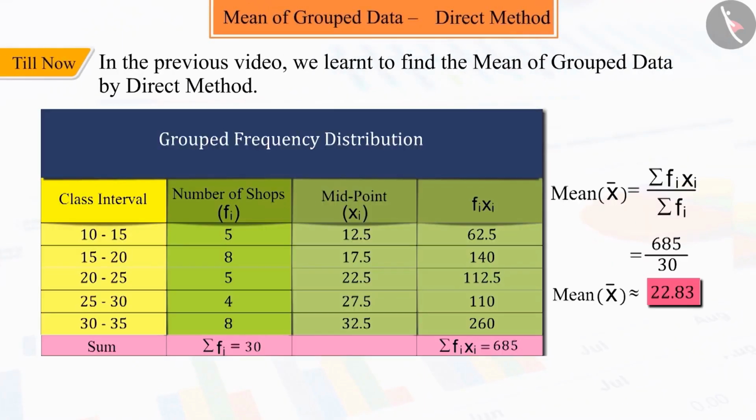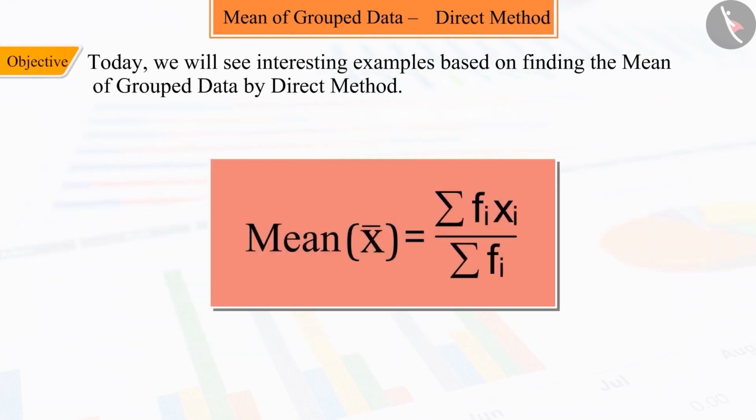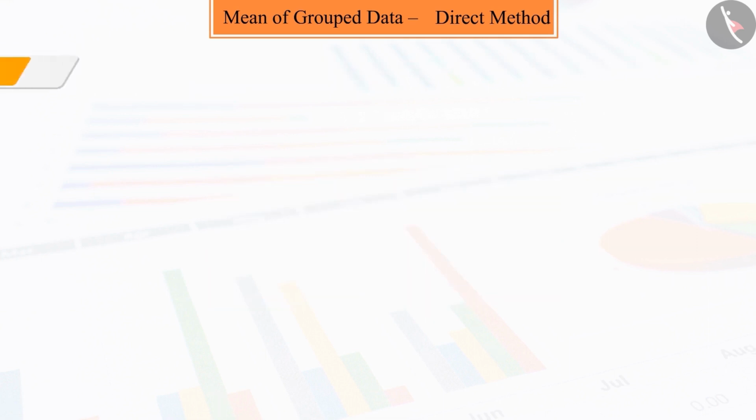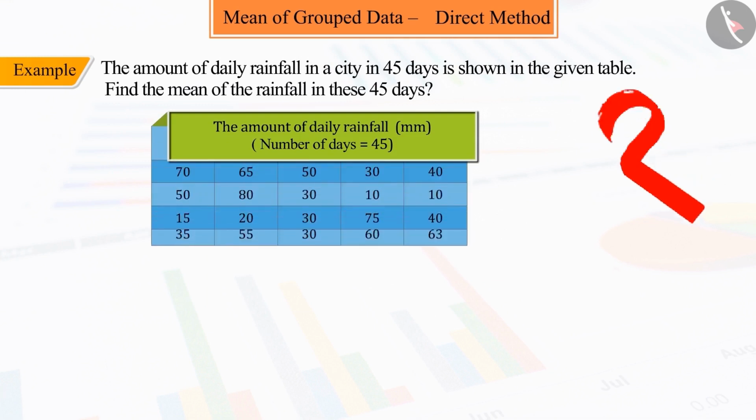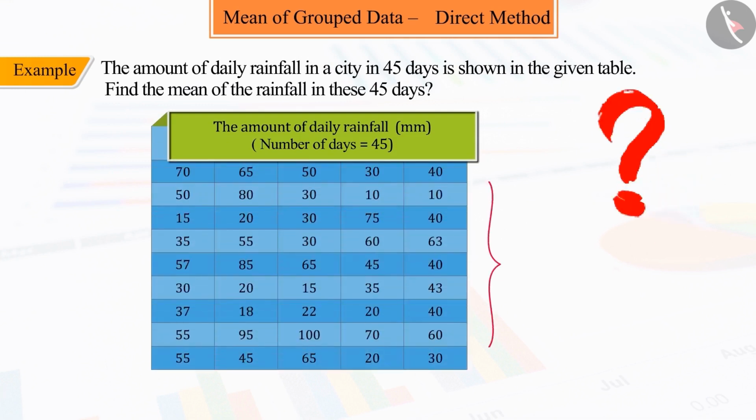In the previous video, we learned to find the mean of grouped data by direct method. Today we will see some interesting examples based on this. The amount of daily rainfall in a city in 45 days is shown in the given table. Find the mean of the rainfall in these 45 days.